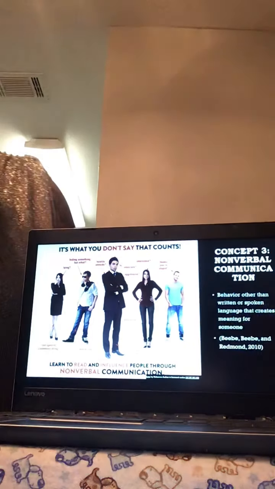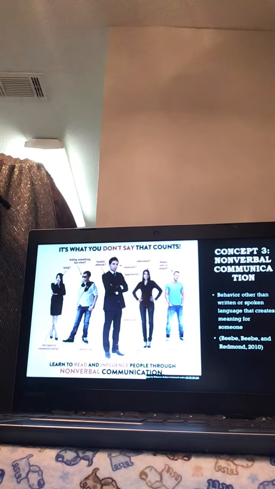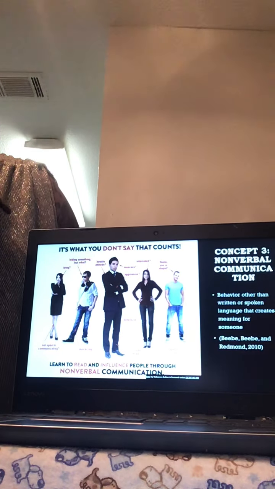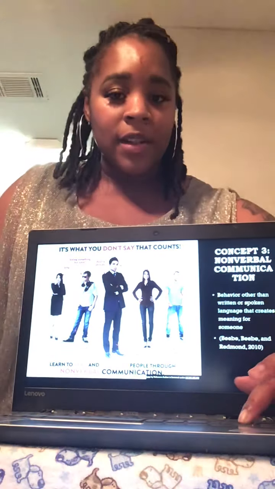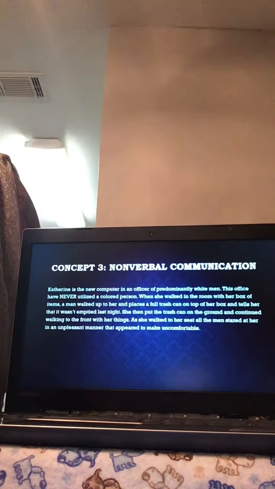Our third one we have is nonverbal communication: behavior other than written or spoken language that creates meaning for someone. And that is straight from the textbook as well. Let's see, which scene did I choose?